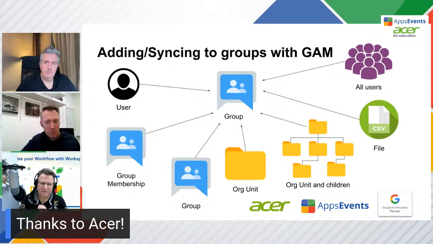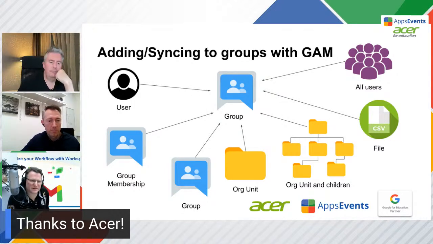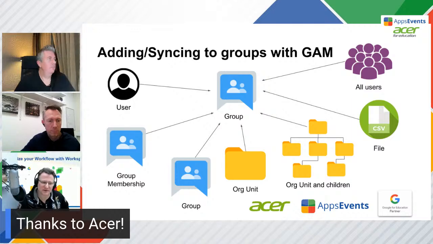Also, being able to use GAM to search for users with a particular field using a query function, and then passing that information over to GAM to add those users into a particular group. That's also useful for almost replicating the dynamic groups, which are now in Workspace anyway, but you could do that with GAM, couldn't you? Yeah, that is a really good point around syncing those groups and the dynamic nature of them. You could do that with GAM previously.